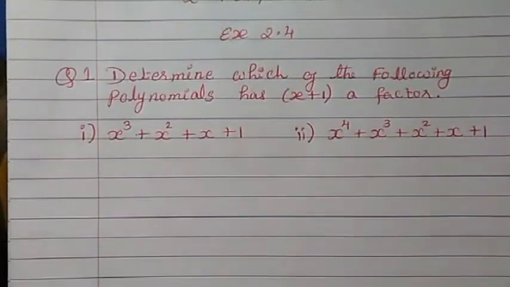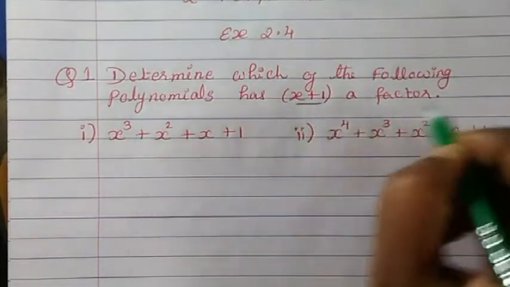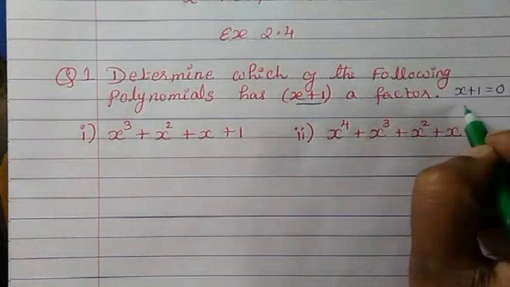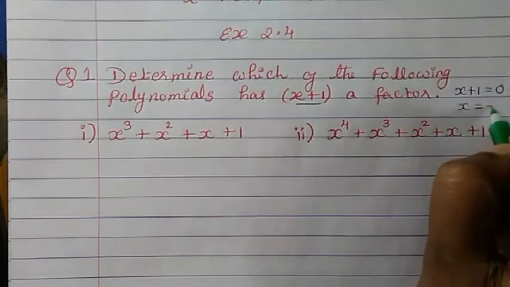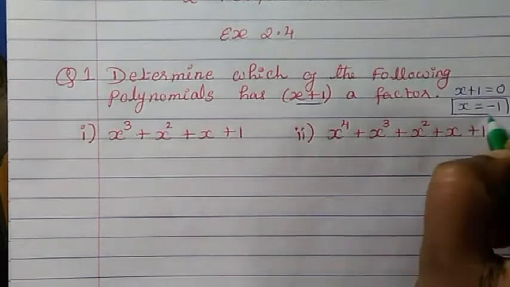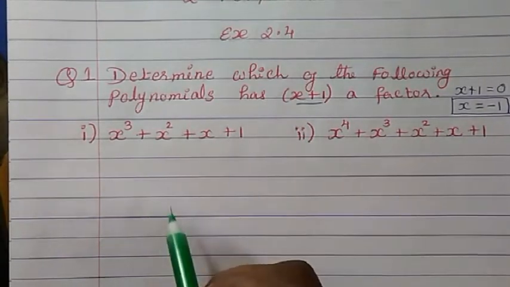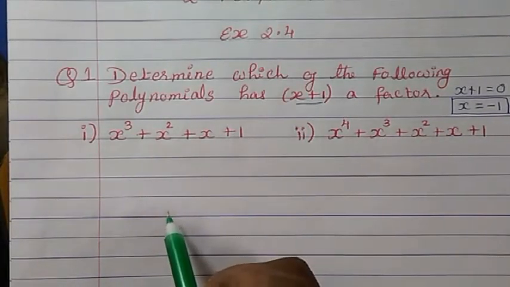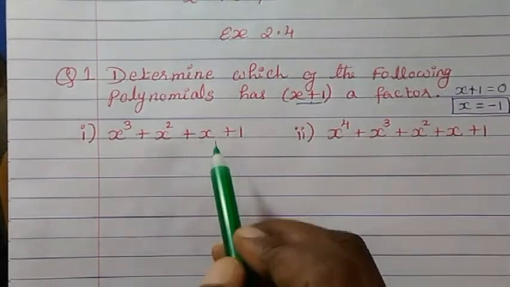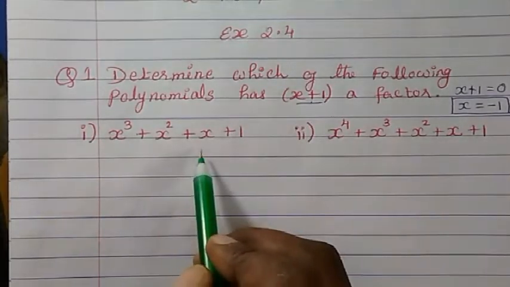So let's continue now. Let's find the value of x. x plus 1 equal to 0, that means x equal to minus 1. We have to put this x value in all these polynomials and find out if we get 0. If the answer is 0, then we can say this is a factor of the polynomial. If we don't get 0, then we'll say this is not a factor of the polynomial.